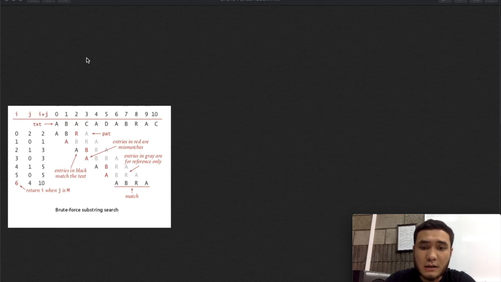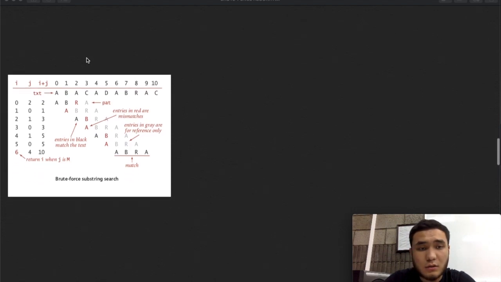On the other hand, there is no guarantee that the algorithm will always be so efficient. For example, a pattern might begin with a long string of As, and if the text also has a long string of As, then the substring search will be slow.